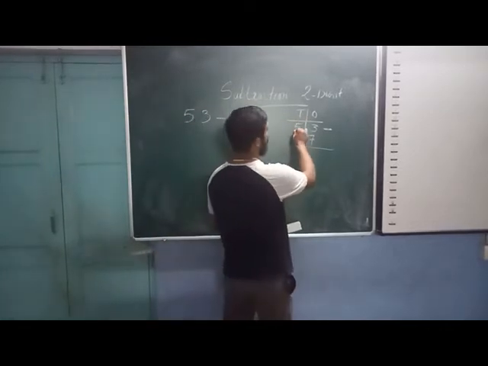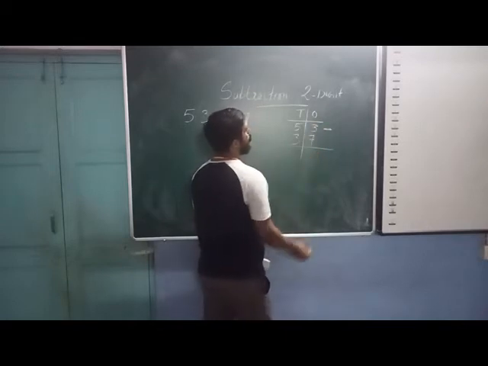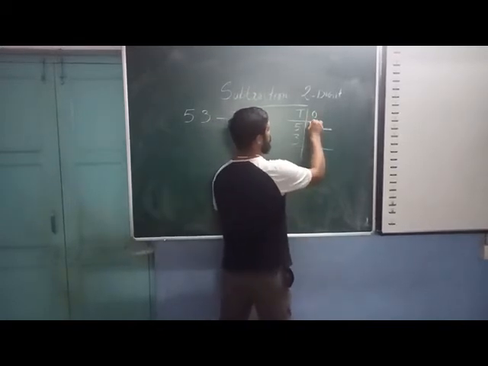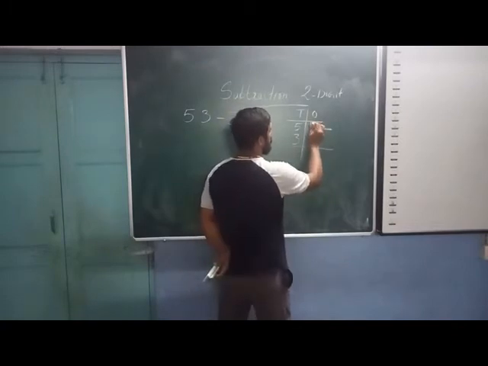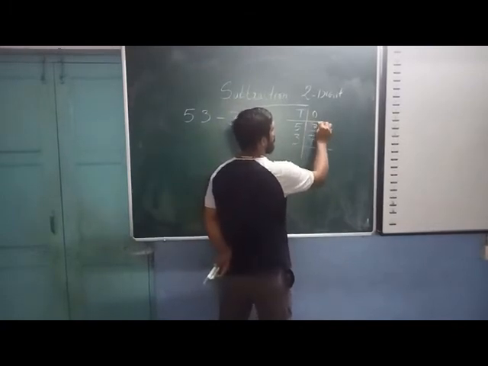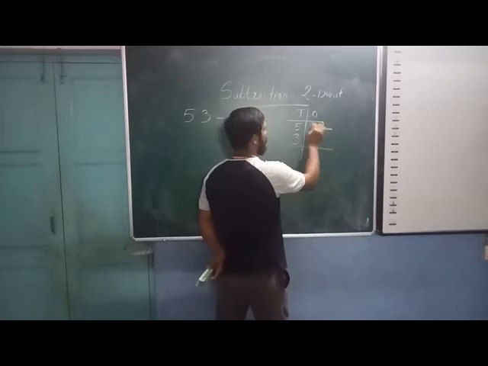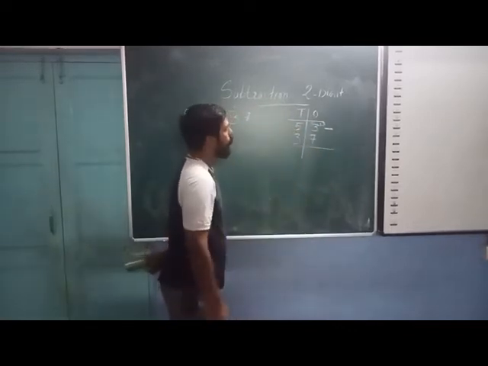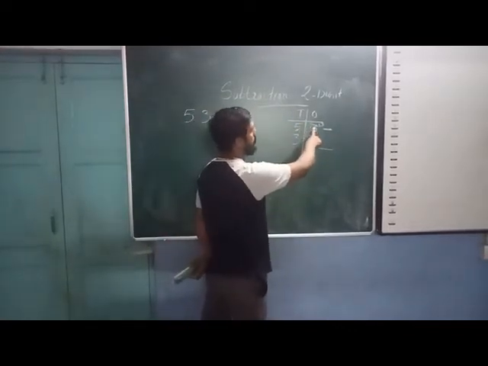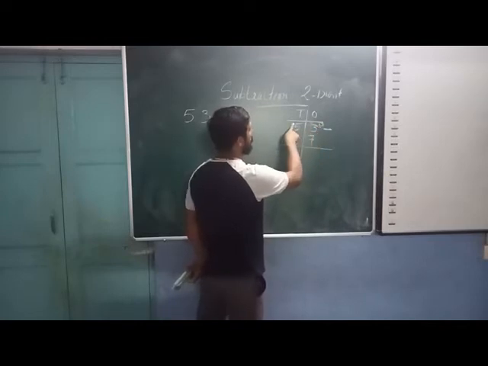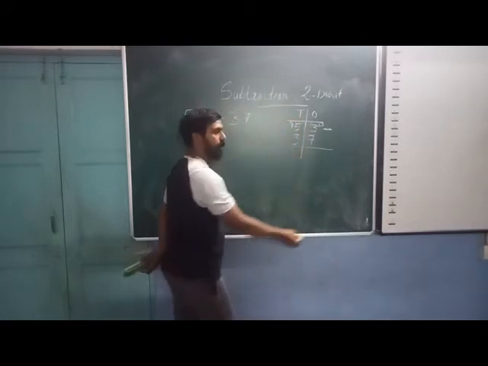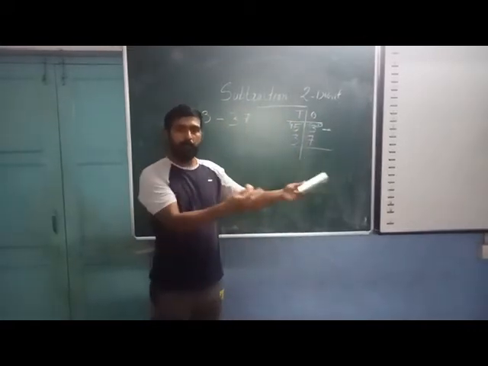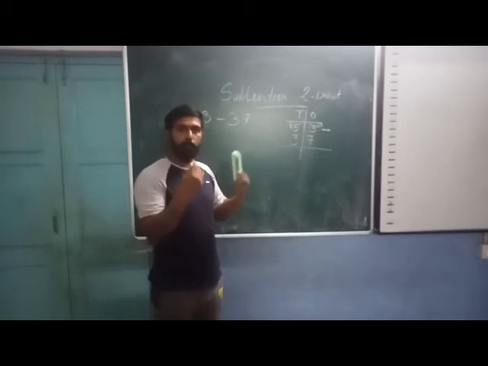So this 5 is going to give 1 to this 3. So it means it becomes what? It becomes 13. So 5 gives 1 to this 3, so it becomes 13. What happens to the 5? 5 becomes 4. When you give something, what happens? You will lose 1.